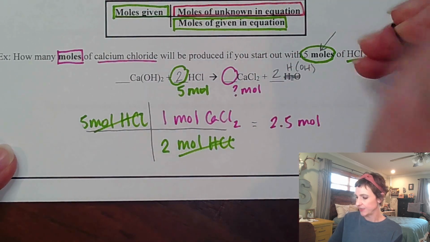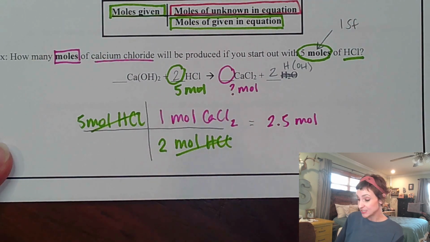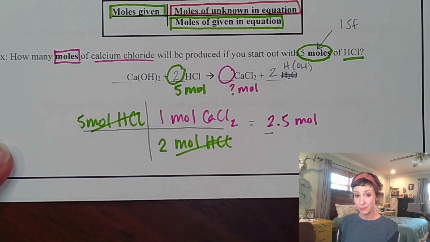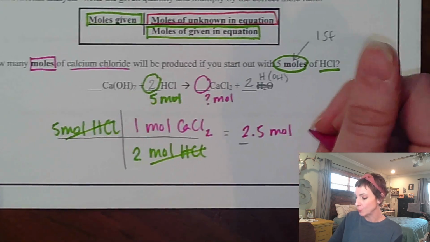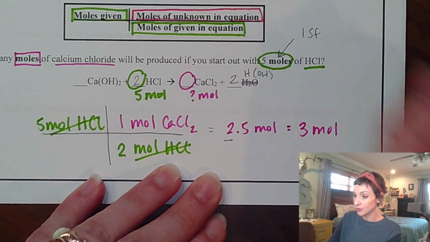5 has how many sig figs? Only 1 sig fig. So that means I need to round my answer to only 1 sig fig, which means I just need that guy. That is it. But do I need to round that 2 up? I do, because the guy behind him is a 5 or greater. So my answer is 3 moles.